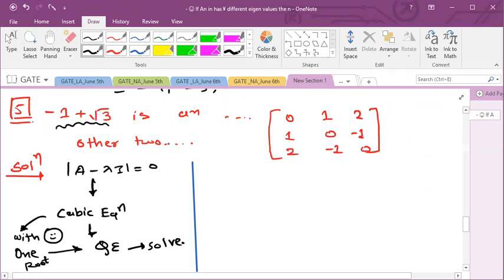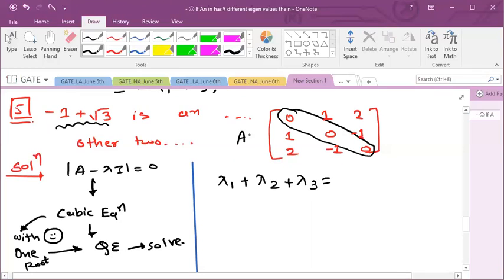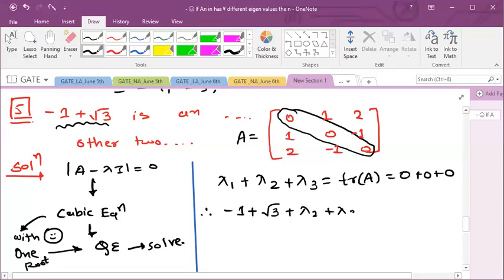Again, we are going to use properties. You can see here your diagonal elements are 0. So what will be your trace? Lambda 1 plus lambda 2 plus lambda 3. Suppose this matrix is A, then its trace is denoted by trace of A, which is equal to 0 plus 0 plus 0, the sum of diagonal elements. Now one lambda is -1 plus root 3. Understand this carefully. Plus lambda 2 plus lambda 3 equal to 0.